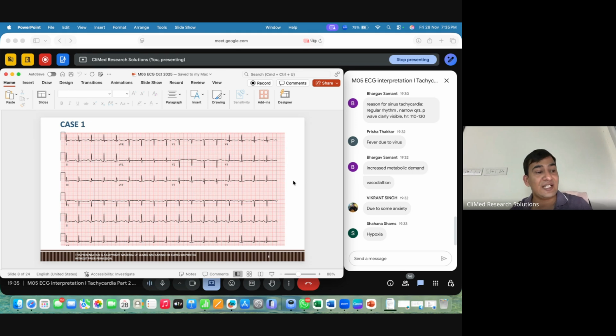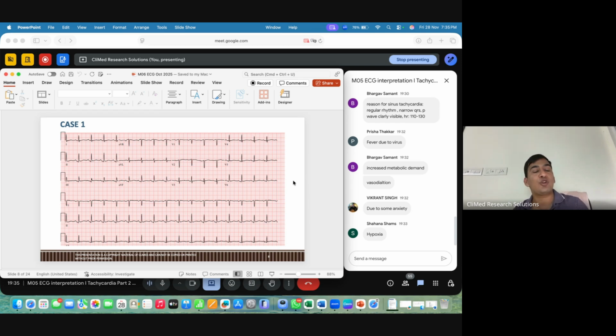The second thing is sympathetic nervous system activation. Infection triggers the stress, and then the catecholamines, like epinephrine or norepinephrine, increase in the body. They stimulate the SA node, and it raises the heart rate. Simple, and it causes the sinus tachycardia.